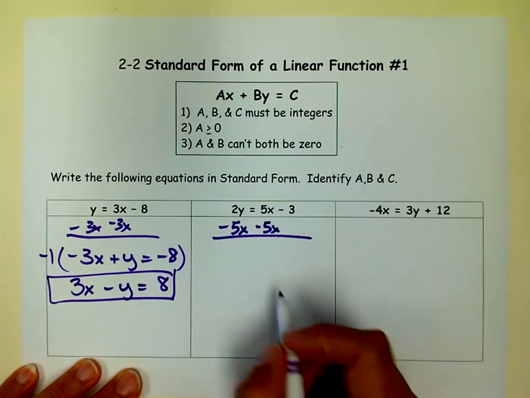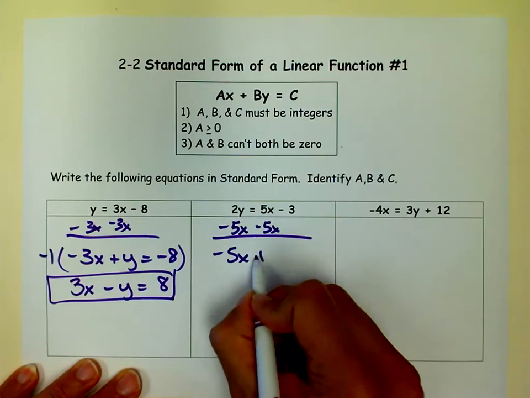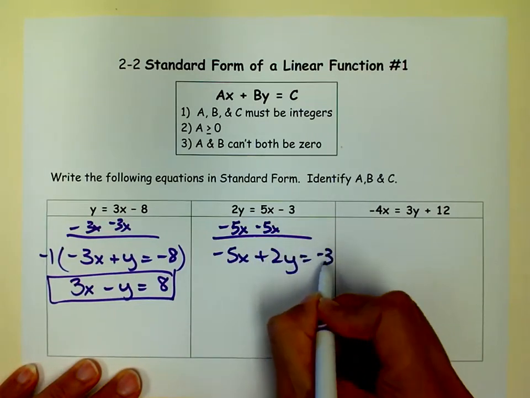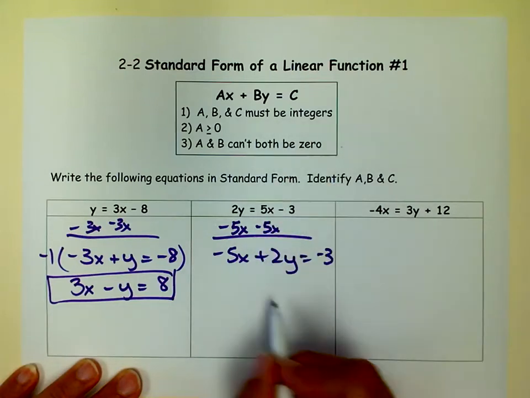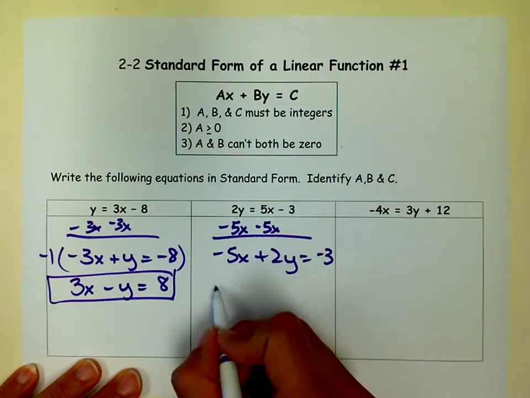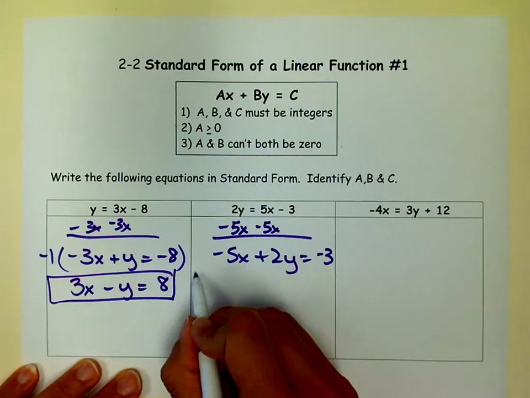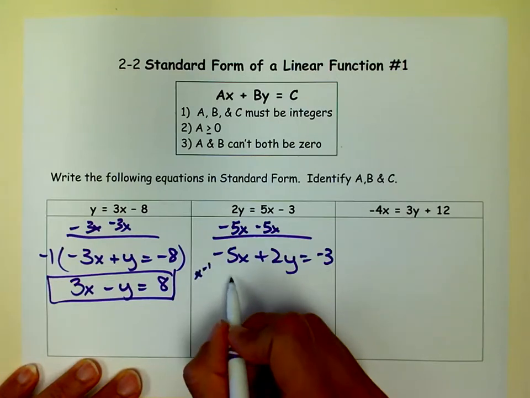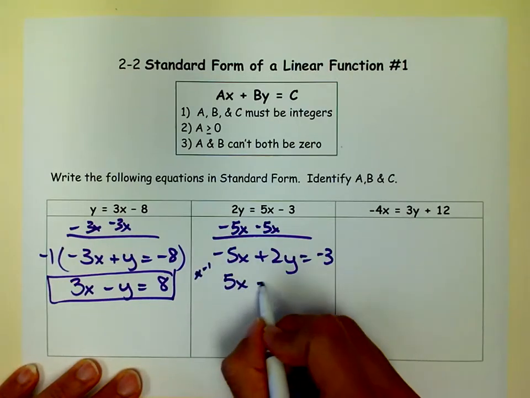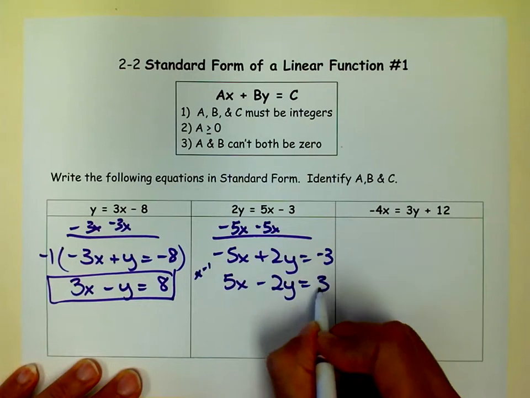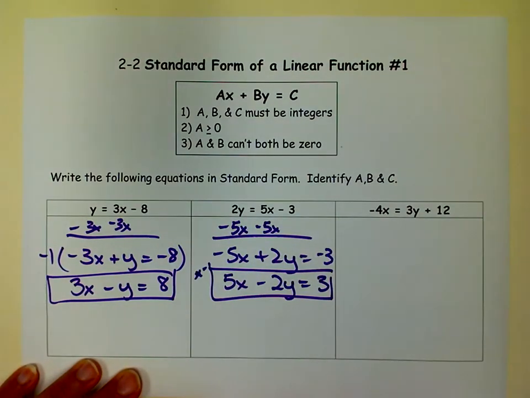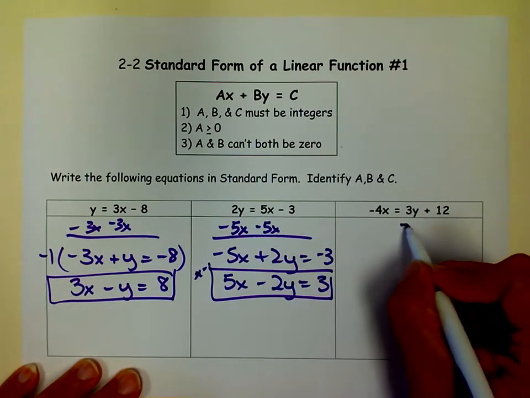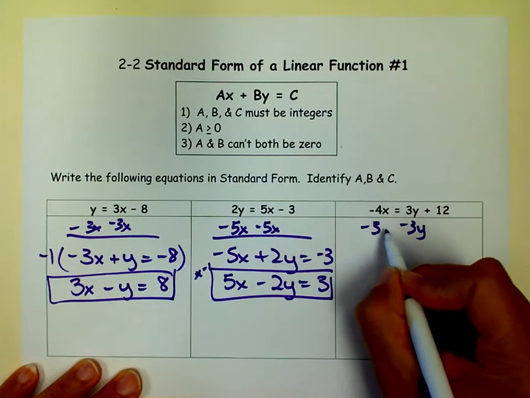Next one. Again, I have to move the x over. So I move the x over. I get negative 5x plus 2y equals negative 3. They're all integers. Number 1, check. A is negative. Got to fix that. Multiply by a negative 1. Then I have 5x minus 2y equals positive 3. A and B aren't both 0. Check. Done with that.